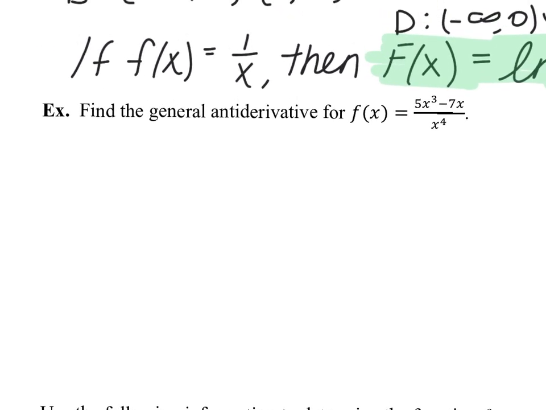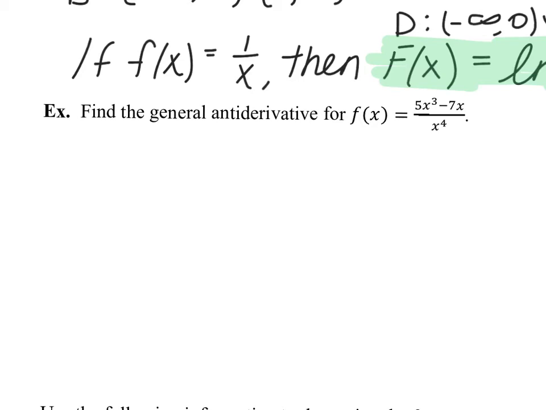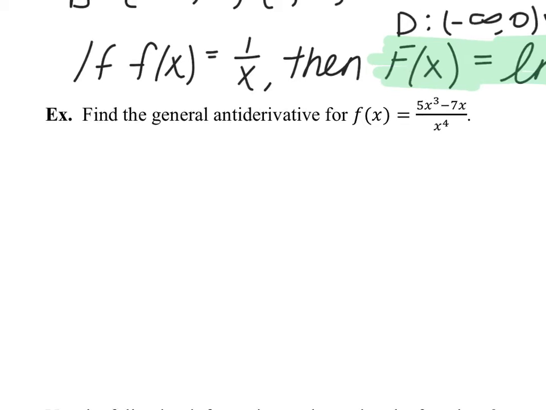Let's take this example here. Find the general antiderivative for the function 5x cubed minus 7x, all divided by x to the fourth power. Remember, we are not going to be undoing the quotient rule. That's going to be virtually impossible. So this is going to be an example where we want to first simplify the function. I'm going to write this as a division problem, since I'm dividing by x to the fourth, which is a monomial, it just has one term.